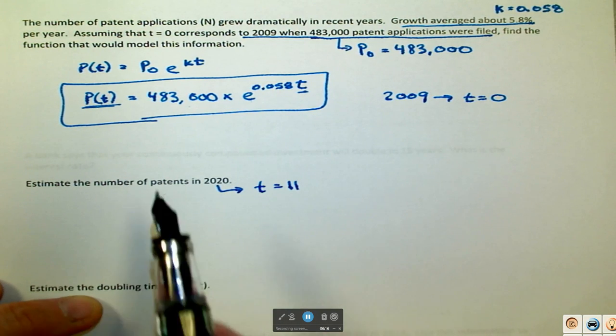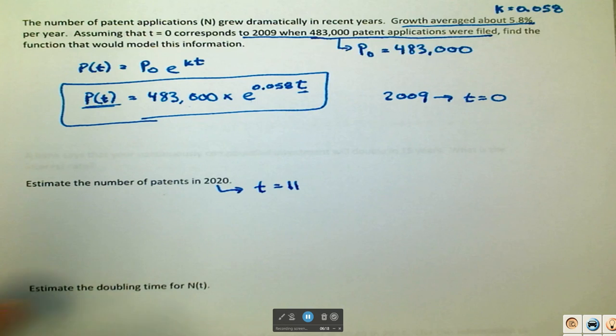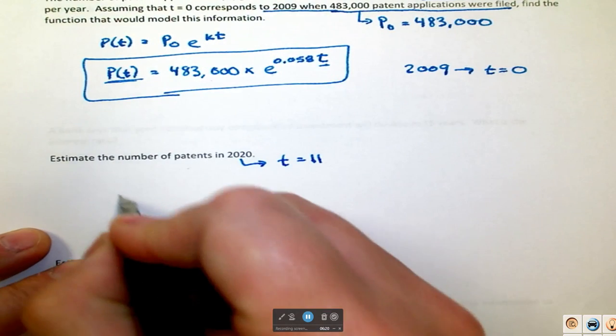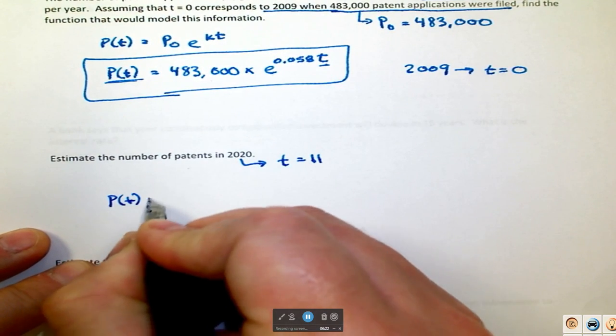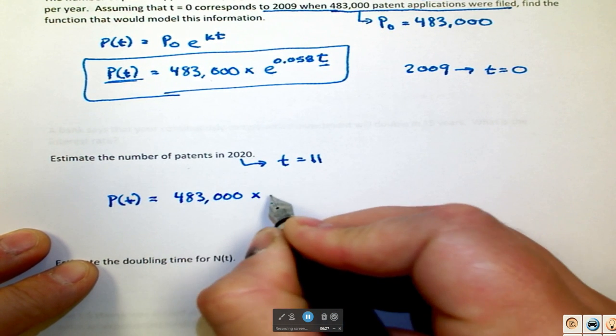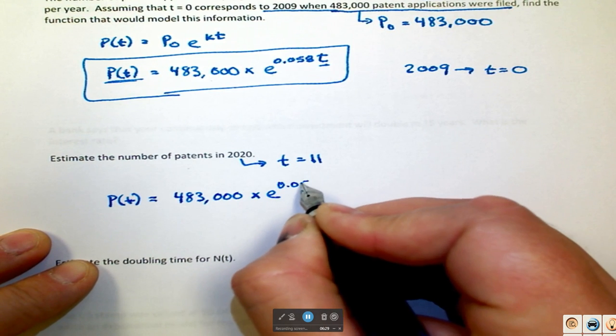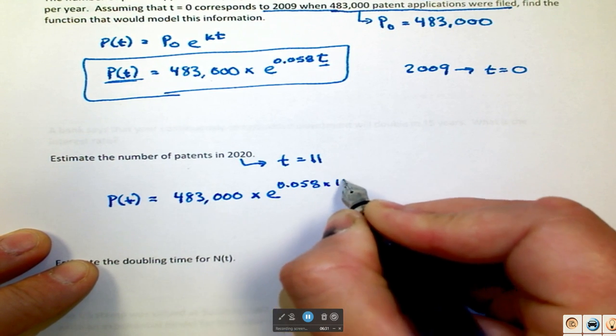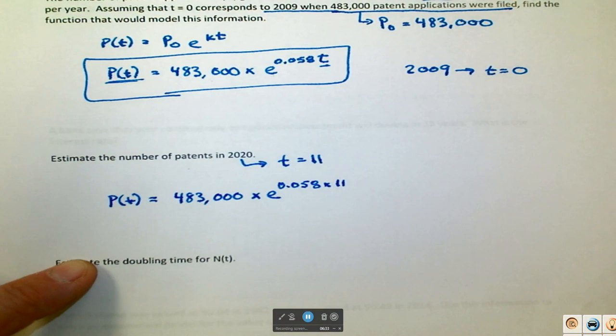Okay, so we have two unknowns in our model, and they just told us to plug in t equals 11. So if I take my model, P of t equals 483,000 times e to the 0.058 times 11. Okay, that's what they want me to find out.